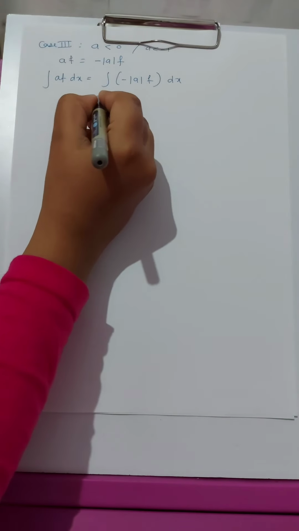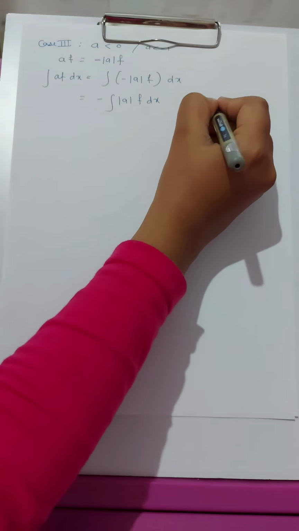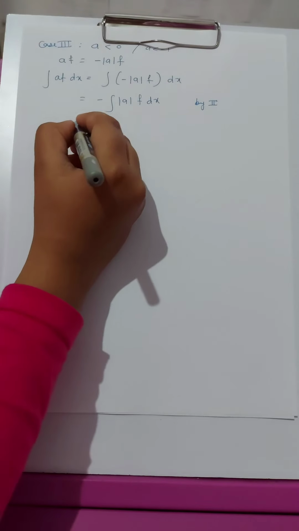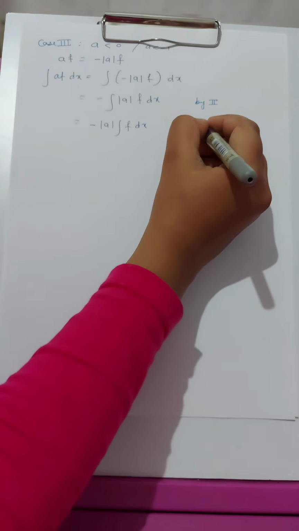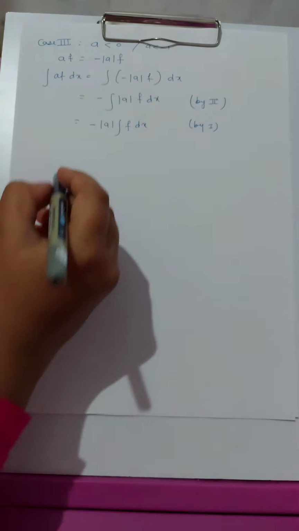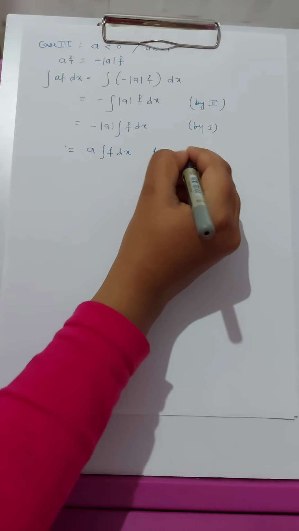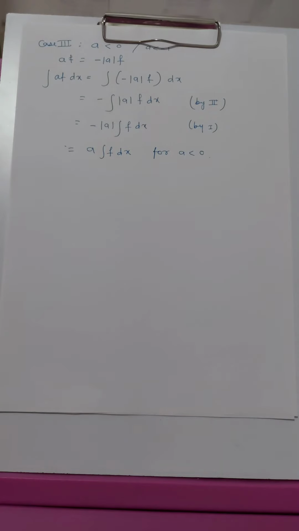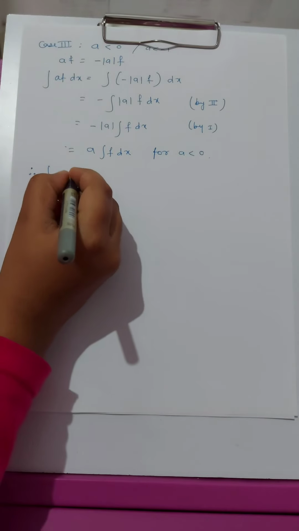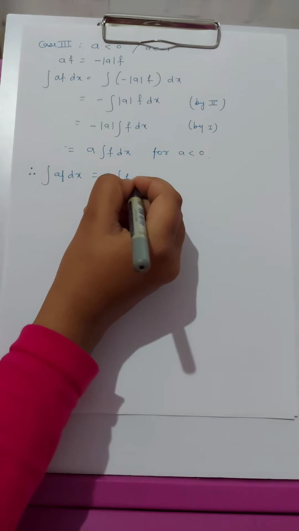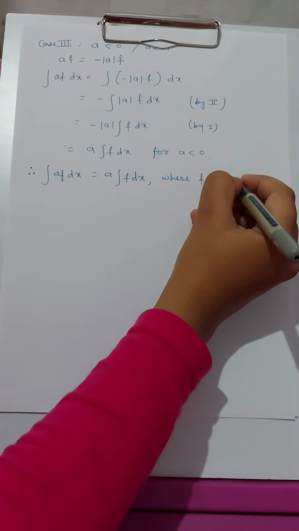So this is equal to minus the integration of mod a times f dx. This is by the second condition. Again, this is minus mod a times the integration of f dx by the first. So which is equal to a times the integration of f dx for a strictly less than 0. Here all three cases have been proved, and therefore the integration of af dx is equal to a times the integration of f dx, where f is integrable.